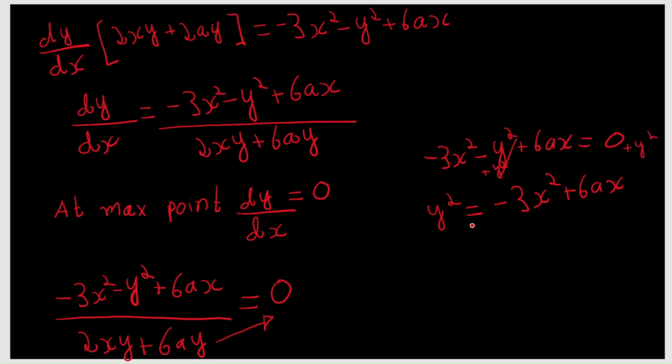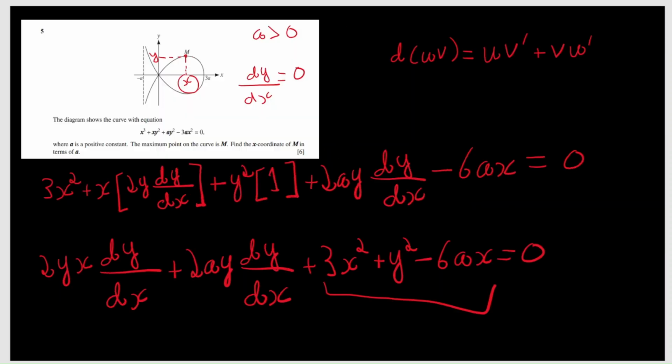So now if I go again to the equation, we can see that over here it's y square, over here it's y square, and I can simply substitute the value of y square in the equation to find the value of x in terms of a. So that's what I'm going to be using, substituting the value of y square in the equation of the curve.